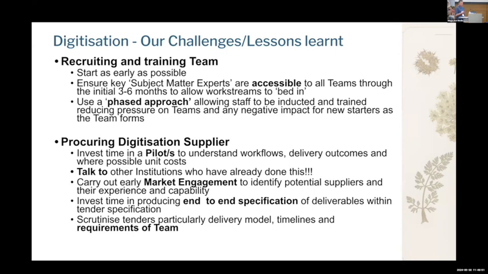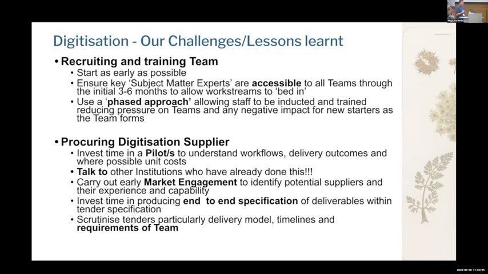Procuring the digitization supplier, we carried out a pilot working with Naturalis, and that allowed us to understand the workflows, delivery outcomes, and the unit costs that gave a benchmark to develop the project plan and the costings. We spoke to a lot of institutions before we did this, going back a number of years before starting in 2022. We did a market engagement, identifying potential suppliers in the market and understanding their capability and experience.